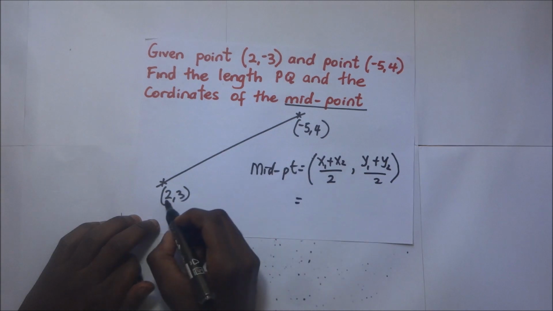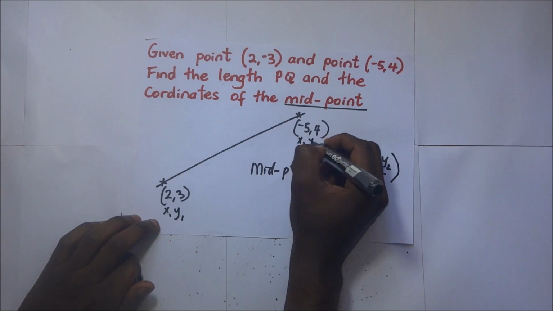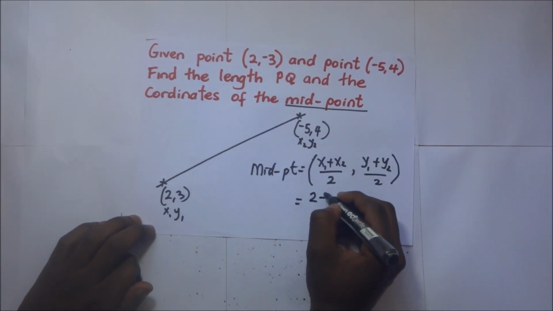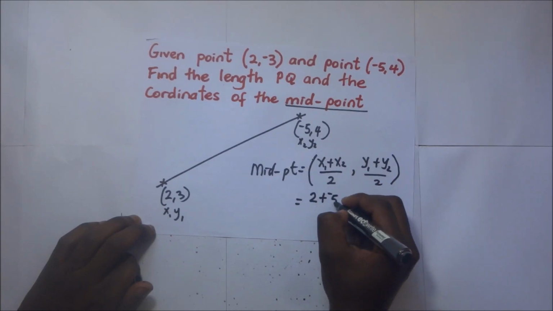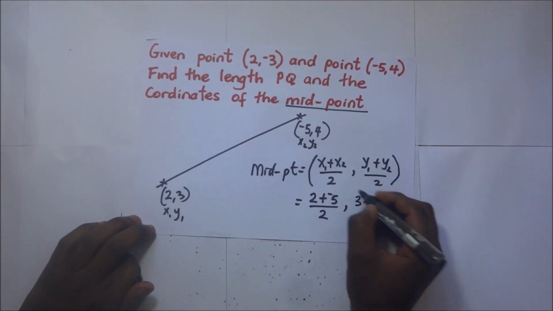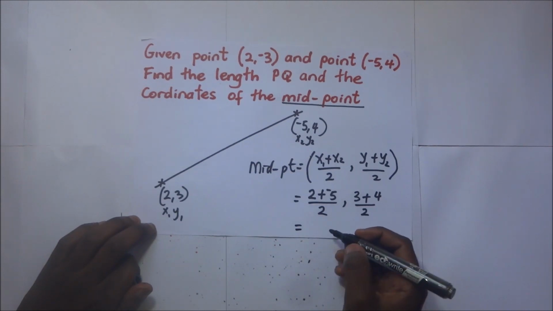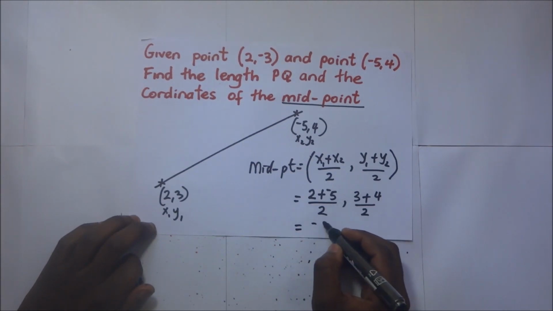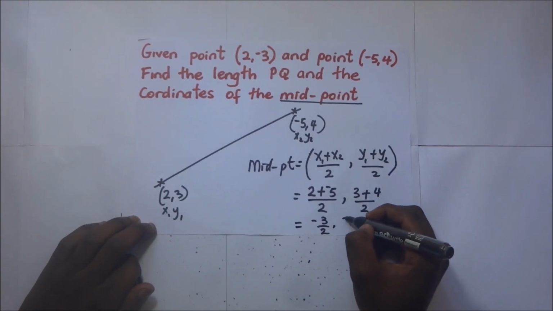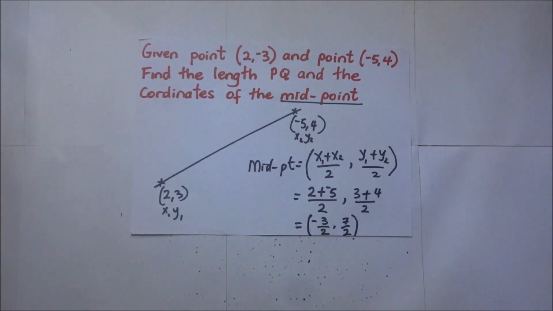So now, let's call this x1, y1, and this is x2, y2. It means that our value of x1 in this case is going to be 2 plus x2, which is -5, divide that by 2, y1 is 3 plus y2, which is 4, divide that by 2. And our answer there is going to become -3/2, 7/2. These are the coordinates of our midpoint.